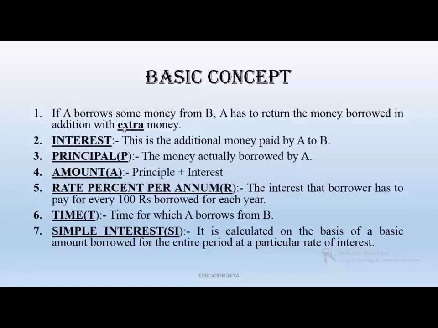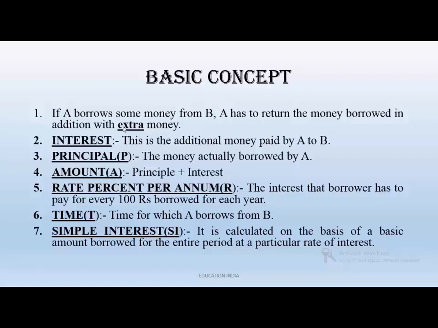Now the simple interest is basically calculated on the basis of the basic amount borrowed. You need to focus on the term basic amount. That means the basic amount should remain constant throughout the period. Whereas in compound interest, the interest is calculated on the basis of the principal being modified after each year. Now let's go through an example that will clear the concept.